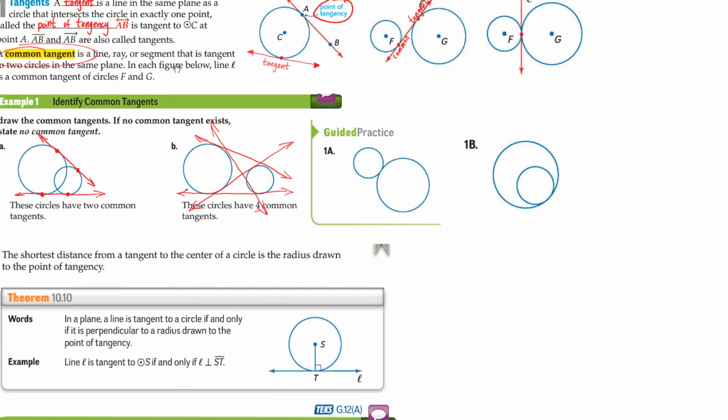Okay, so on these next two, go ahead and draw the common tangents between each of those circles. On 1A and 1B, draw the ones that are common tangents to those two circles.